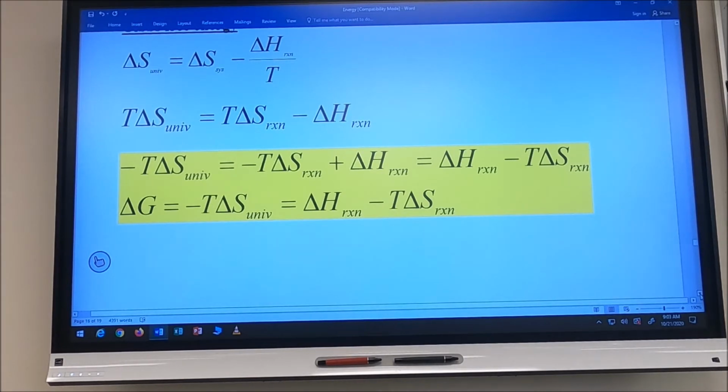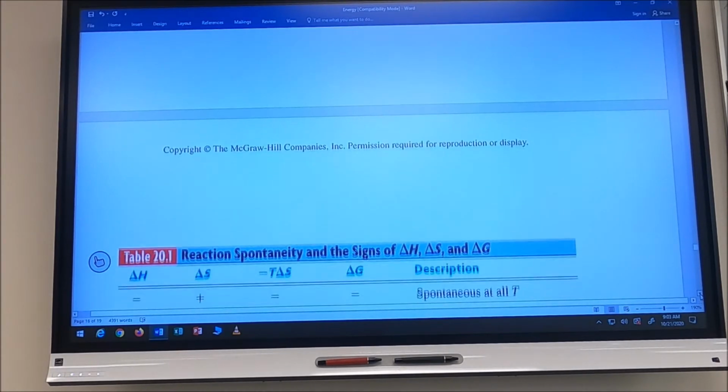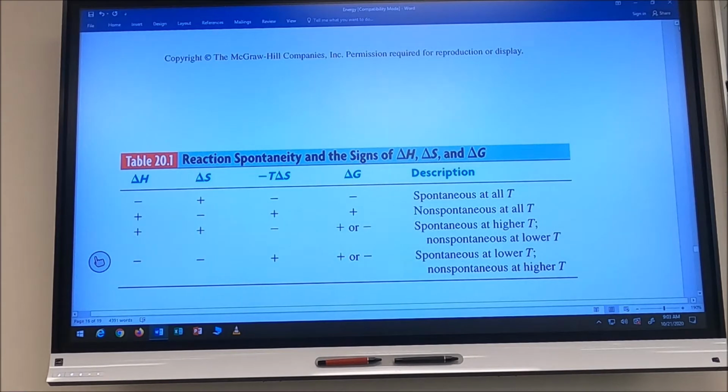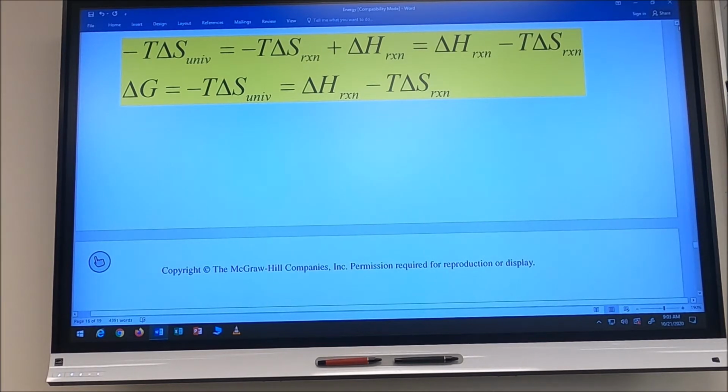Now, let's think about this for a second. Well, let me go back up here. If delta S of the universe is positive and we have a spontaneous process, delta G is going to be negative. If delta S of the universe is negative, non-spontaneous, delta G is going to be positive. So you can think of when delta G is negative from the point of view of the system, energy is being released, okay? And when delta G is positive, energy is having to be absorbed to make something happen.